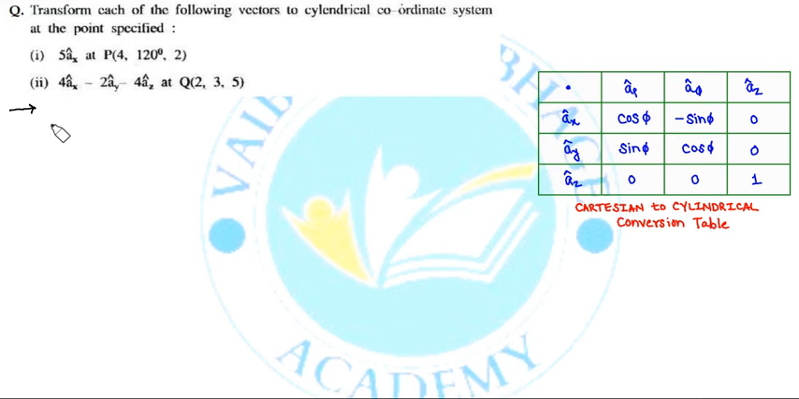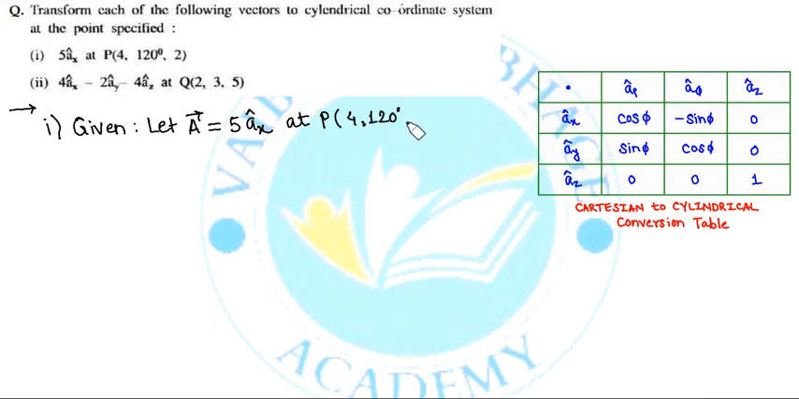Now within this very first part of the numerical, we are given some vector. So write that given vector A, or you can say let your vector A is equal to the given vector. So vector A is 5ax cap, which is at point P. And what are the coordinates of point P? They are already given to be 4, 120, and 2. So it is expressed in terms of rho, phi, and z. That means rho is equal to 4, phi equals 120, and z is equal to 2.